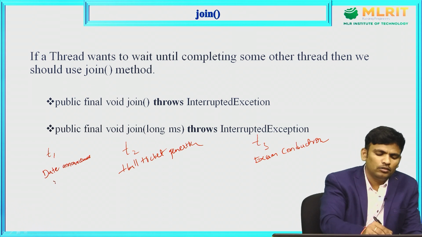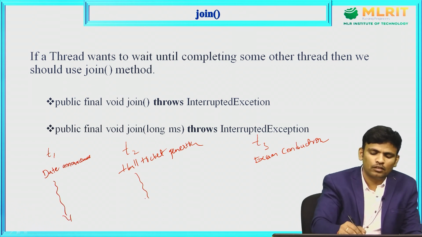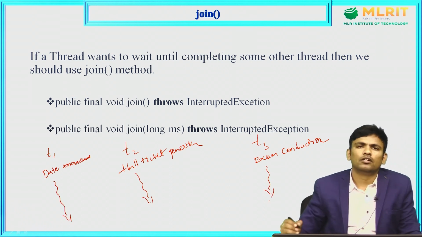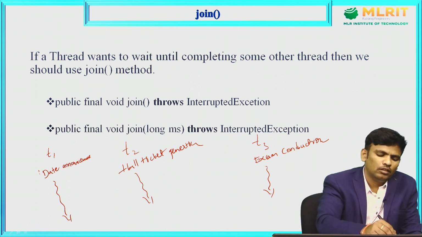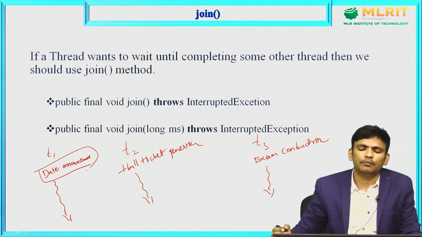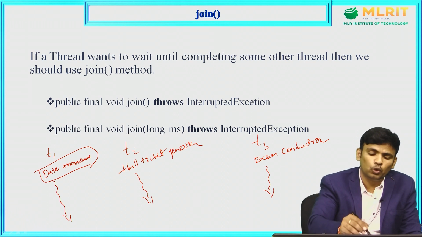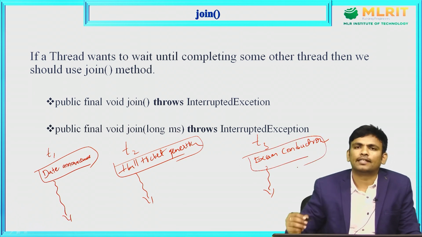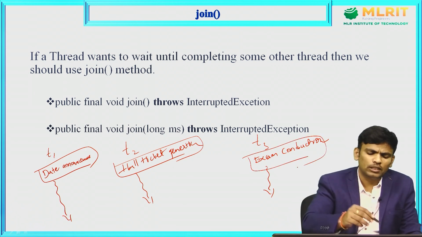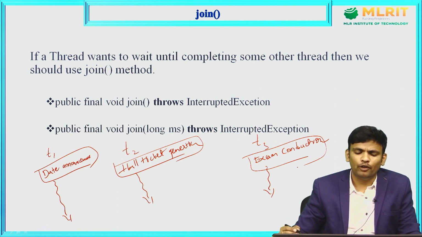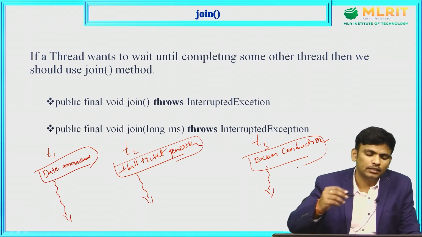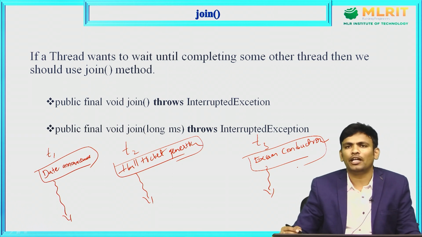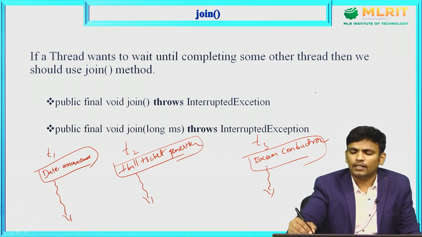Assume I have 3 threads. Thread 1's duty is to announce the exam dates, thread 2's duty is to generate the hall ticket, and thread 3's duty is to conduct the exam. Now suppose in a multi-threading environment you are not using the join method. T1, T2, T3 will be executed independently, as these 3 threads are executing on the CPU.